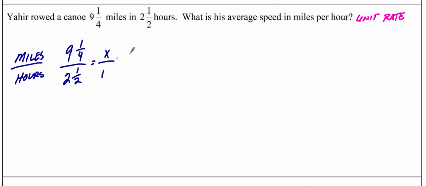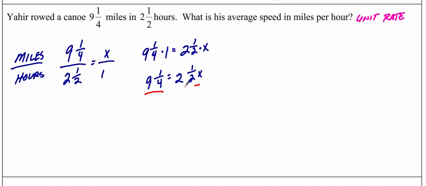So step 1, we're going to cross multiply just like we multiplied on top. We're multiplying the 9 1/4 times 1. We're multiplying the 2.5 times x. 9 1/4 times 1 is 9 1/4. 2.5 times x is 2.5x. We're going to do the next step exactly like we did on top. We're going to divide by the coefficient. We're going to divide by 2.5. So we divide each side by the 2.5. That gives us 9 1/4 over 2 1/2 equals x.